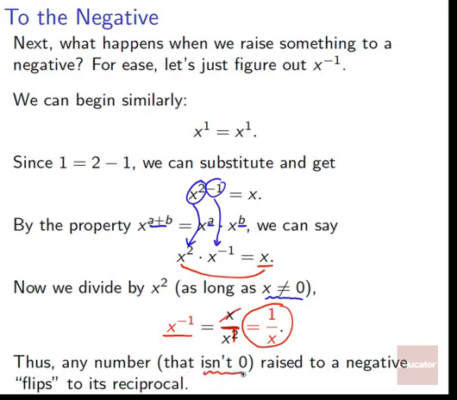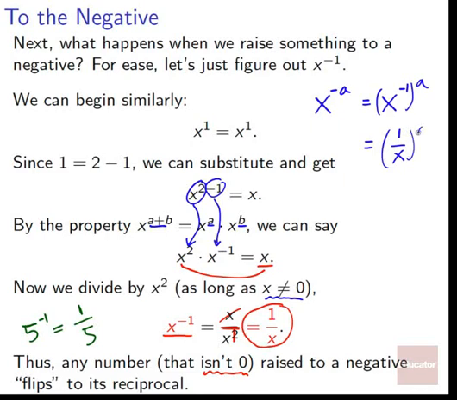Thus, any number, as long as it isn't 0, raised to a negative flips to its reciprocal. If we have some number and we raise it to a negative, we will get that number flipped into the reciprocal format. 5 to the negative 1 equals 1 over 5. So what if we want to know what x to the negative a is, for any a at all? Well, x to the negative a, from the other work that we just did, we know that x to the negative a is x to the negative 1 times a, so we can write it in that way as well. And so we've got x to the negative a equals 1 over x to the a.